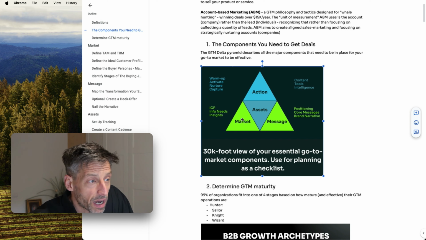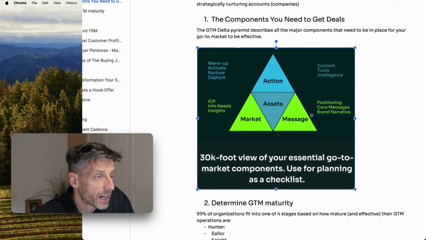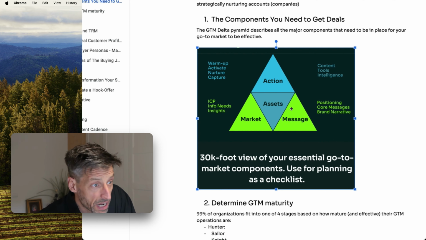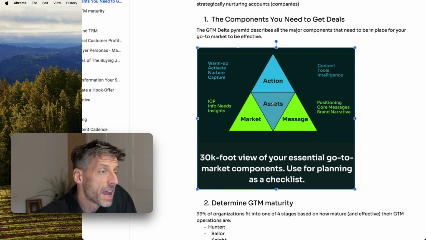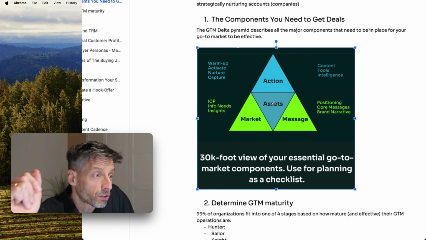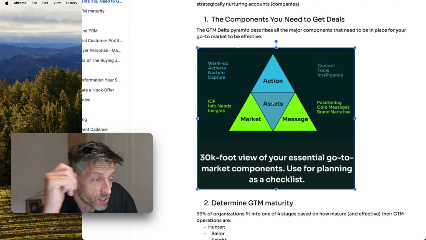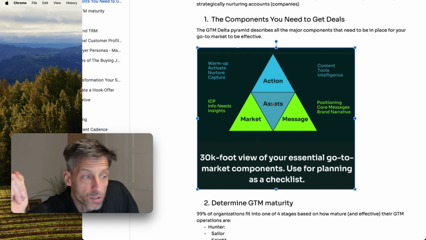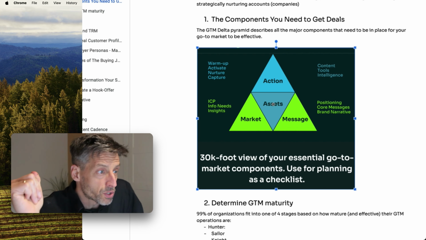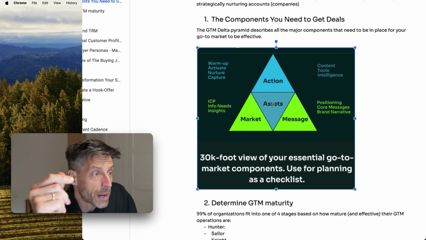And we're going to start at the bottom left because it starts with the market. So you start by understanding the market, the information needs of the market, your ideal customer profile. Then you've got to get straight on the message. By message, we usually mean positioning, your core messages, your brand narrative, and other things. Then you've got to have the assets in place. In other words, the marketing assets and the sales collateral that is going to be used to create awareness and then educate people and then move them down the pipe.